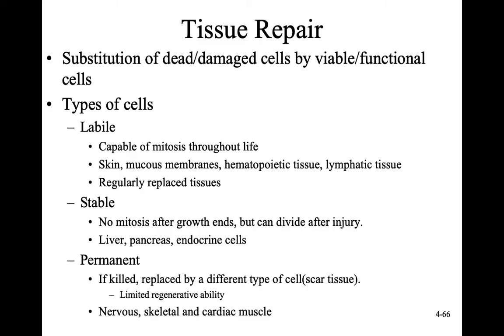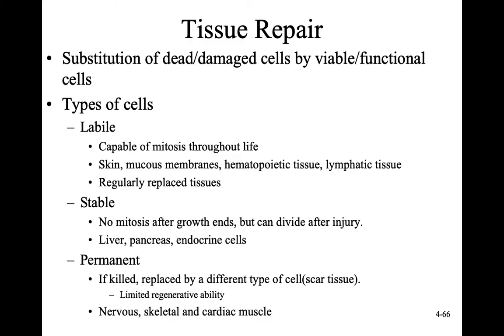Then we have permanent tissues, and permanent tissues, if they are killed off, that the cells die, they are replaced by a different type of cell, or really a different type of tissue, in this case, scar tissue. They have very, very limited regenerative ability. So our nervous tissue, like our brain, does not have the ability to have those cells, especially as adults, being replaced. And so if we damage the nervous system, we damage the brain, it's replaced by scar tissue.